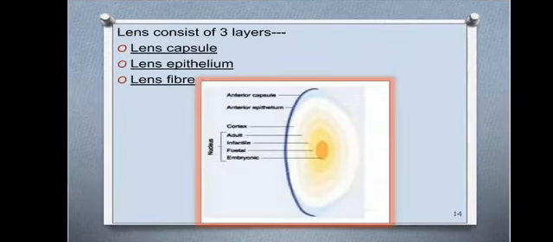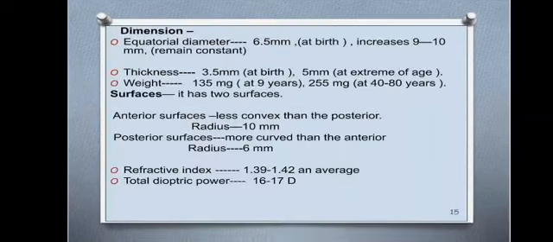It consists of 3 layers: the lens capsule, lens epithelium, and lens fiber. Dimensions: equatorial dimension is 6.5 mm at birth and increases to 9 to 10 mm. The thickness is 3.5 mm at birth and 5 mm in extremely aged people. Weight is 135 mg at 9 years and 255 mg at 40 to 80 years.